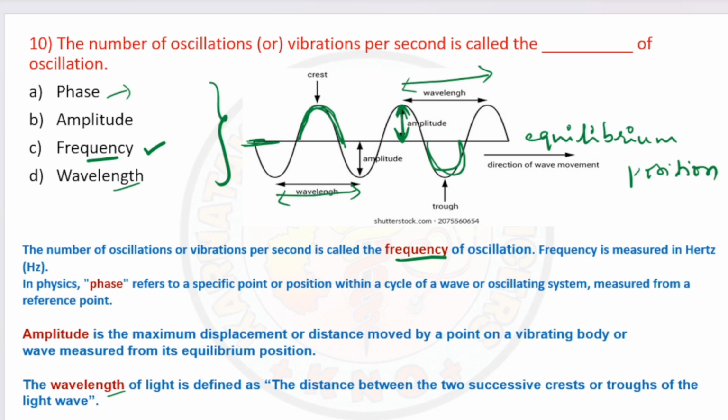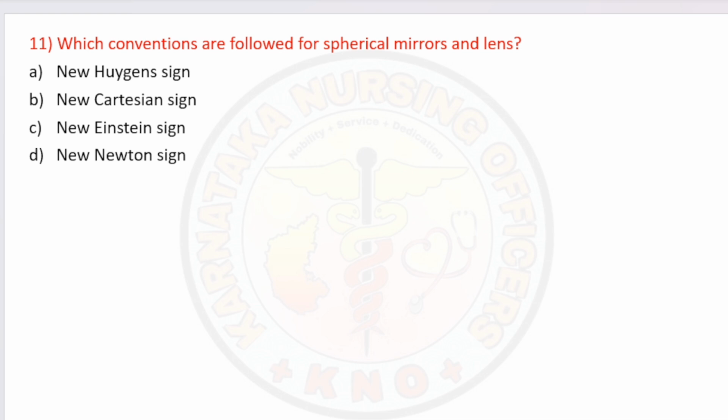So next question. Which conventions are followed for spherical mirror and lens? The options are new Huygens sign, new Cartesian sign, new Einstein sign, and new Newton sign. And the correct answer is new Cartesian sign.